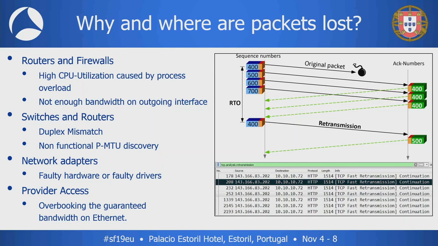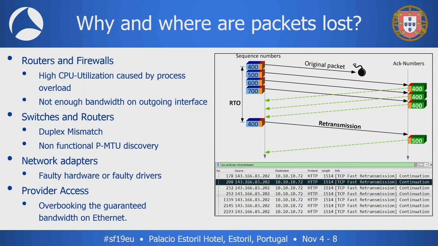Now, the thing that happens to me very often is, in routers or firewalls, we may have packet loss, but due to two reasons. One is, if the internal CPU is running at 90%, your router is about to drop packets. So it's inside the device on overload. You've got to check those processes and what they are good for.